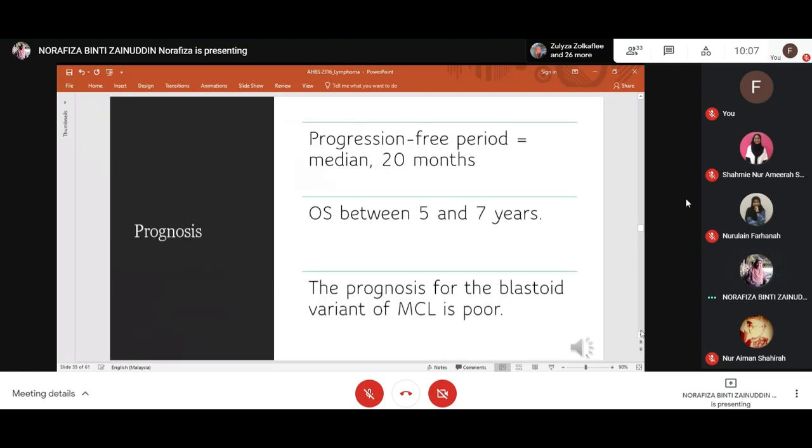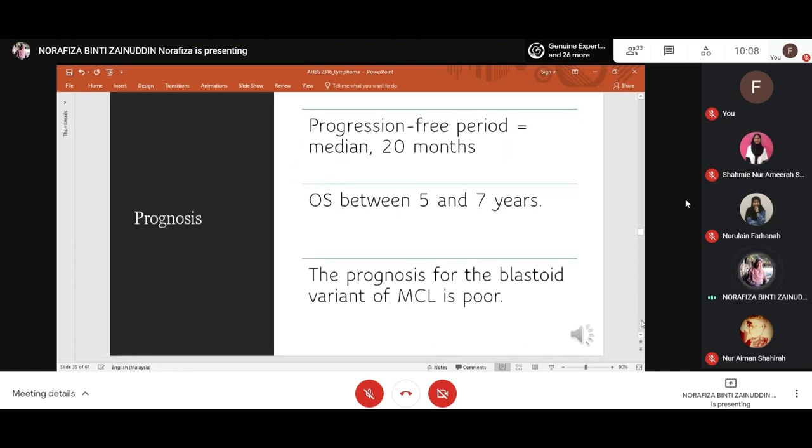Okay, prognosis. The median progression-free period is actually 20 months. Median overall survival is between 5 to 7 years. So the prognosis is poor for the blastoid variant. This type of MCL typically progresses after chemotherapy. So we are in need of better treatments.